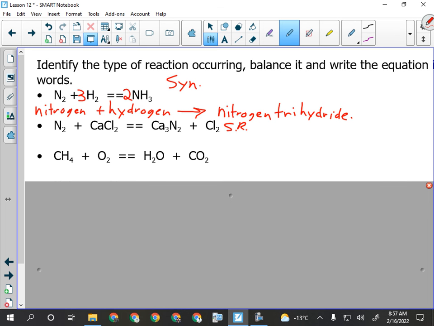This stuff is nitrogen. This stuff is calcium chloride. This stuff is calcium nitrate. Or sorry, not nitrate, nitride. And this is chlorine. Okay, so it's just naming, right? That's nothing new to us. We know how to do that already.